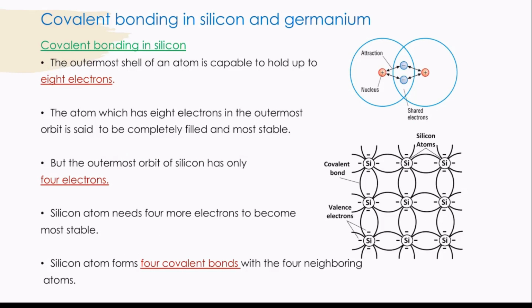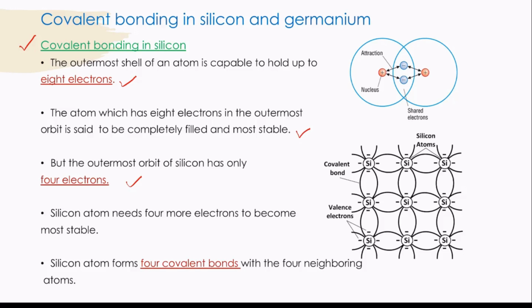Now let us see first the covalent bonding in silicon. Generally, the outermost shell of an atom is capable of holding 8 electrons. So the atom which has 8 electrons in the outermost orbit is said to be completely filled and most stable. But the outermost orbit of silicon has only 4 electrons.